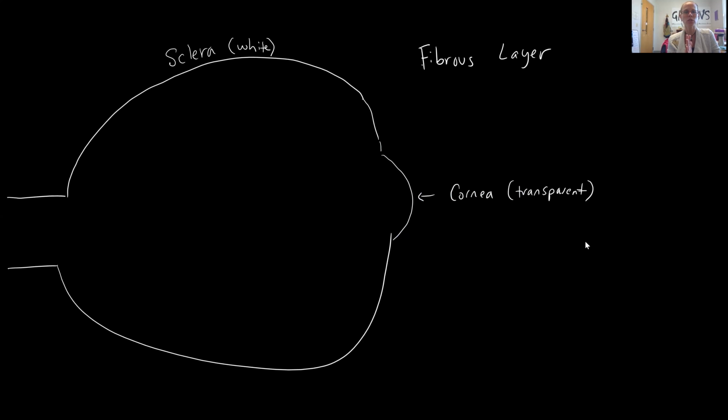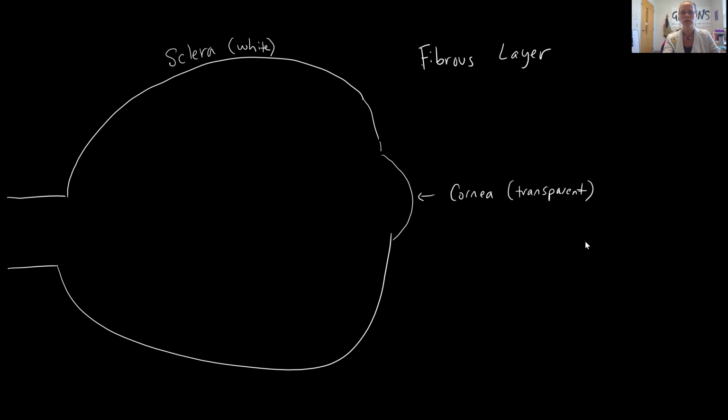The very outermost part of the eyeball is described as the fibrous layer, and most of that is composed of the sclera. The sclera would be that hard white thick layer that's making the structure of the eyeball, and then also the cornea, which is just right over the front of the eyeball. The cornea is the transparent part that does allow light to enter. So light is not entering the sclera, but it can enter the cornea.